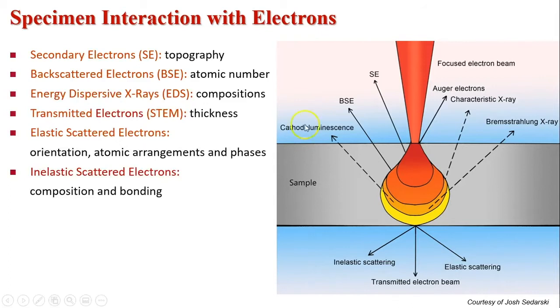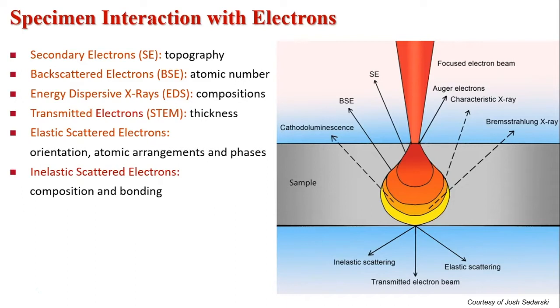For example, secondary electrons can give information on topography. Backscattered electrons can generate the contrast, or atomic number contrast, image. And characteristic X-rays can provide information on composition, used for elemental analysis.